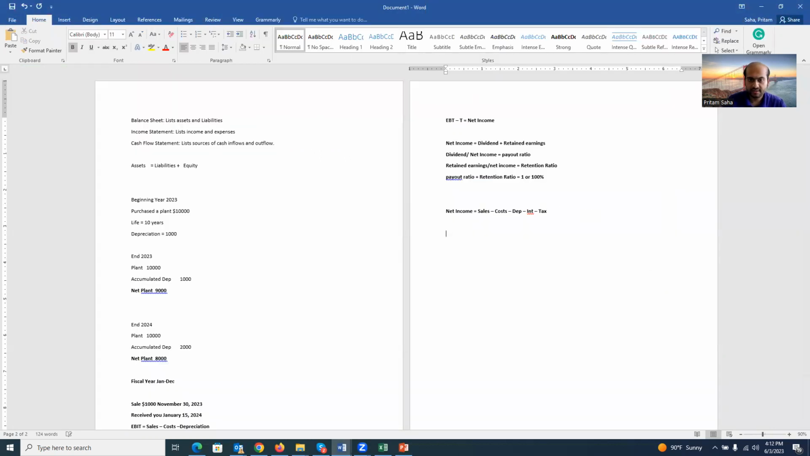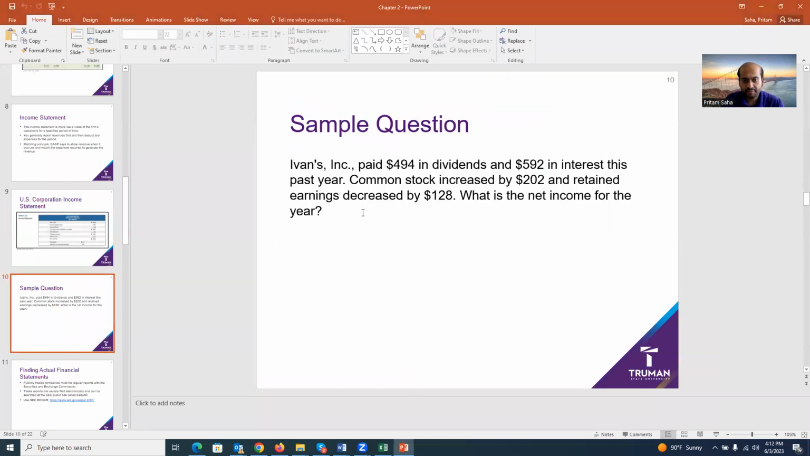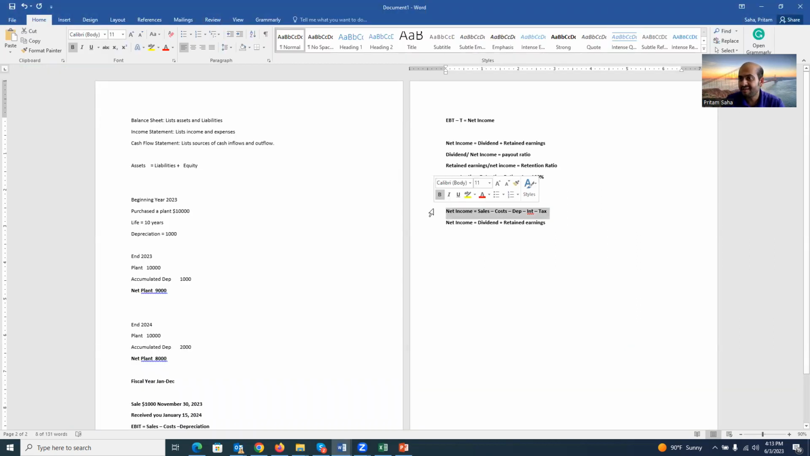Or else net income should be the summation of dividends plus retained earnings. From this problem, we have dividend information, we have interest information, we have common stock value, we have retained earnings value. We do not have sales, cost, depreciation, or tax. So that means this formula is invalid for this particular example, but it could be valid for some other example if you have sales, cost, depreciation, interest, and tax.